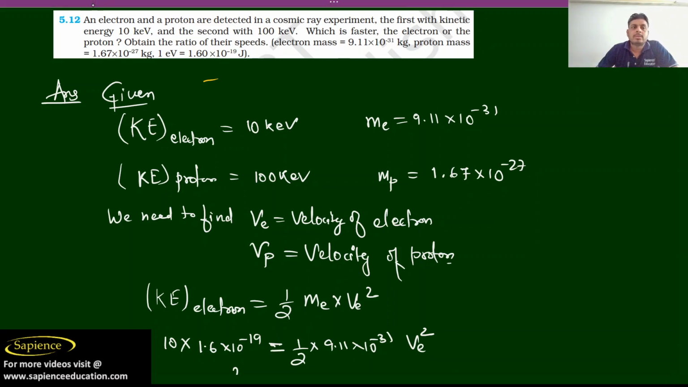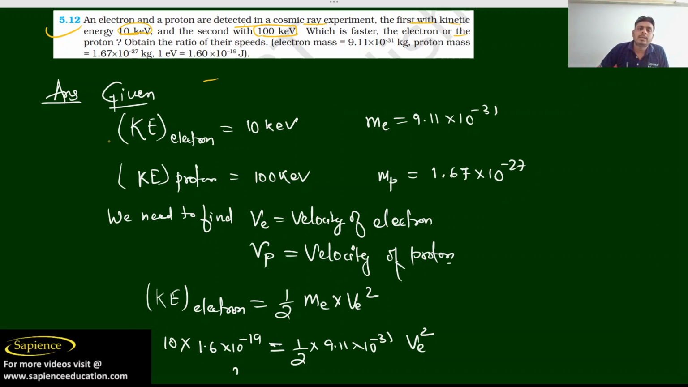Good evening, guys. So I'm doing question number 5.12, power energy power. Here an electron and a proton are detected in a cosmic rays experiment, and the kinetic energy is 10 kilo electron volt, and the second is 100 kilo electron volt. Which is faster, electron or the proton? We need to find the velocity of the electron as well as the velocity of the proton.